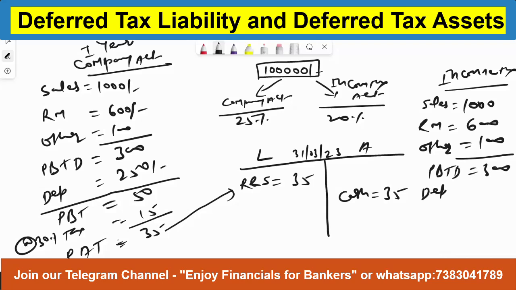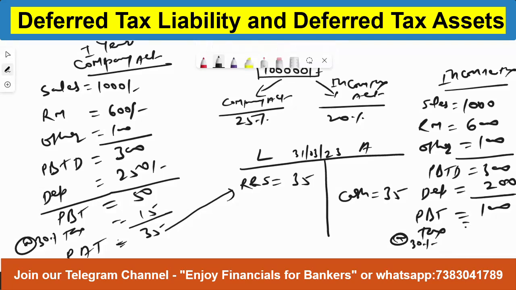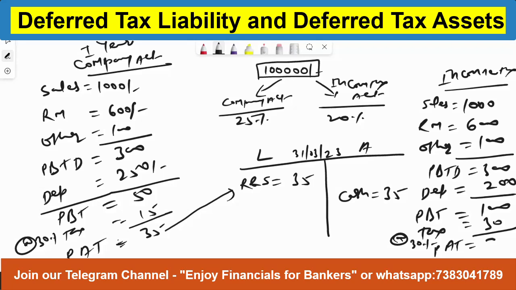But the depreciation as per the Income Tax Act will be 200. So profit before tax will be 100, and the tax at 30% will be 30. So profit after tax will be 70. Now, friends, as per the Company Act, the company has made a provision of 15 for tax, whereas the cash is also lying in excess with the company, 15.